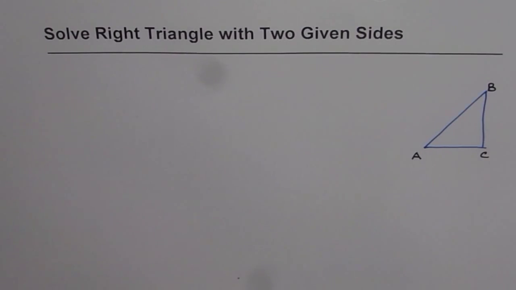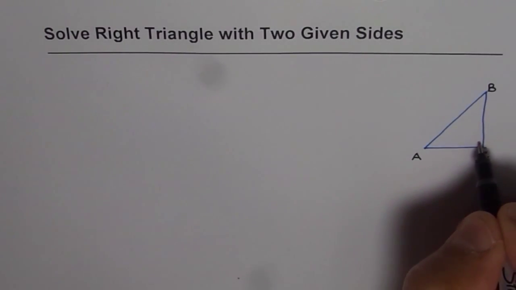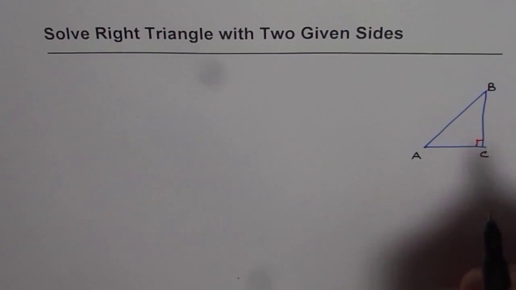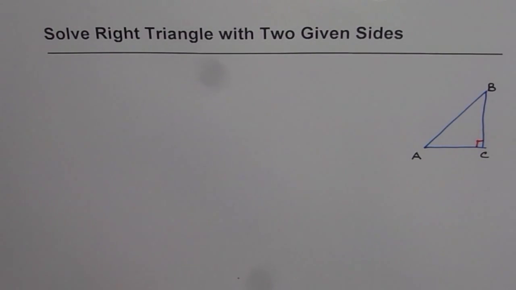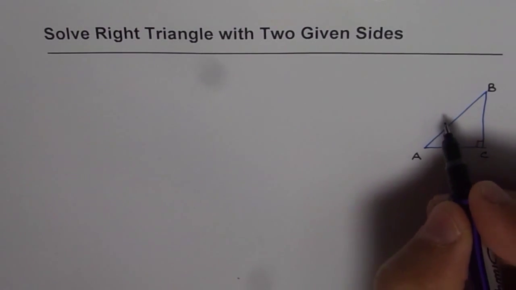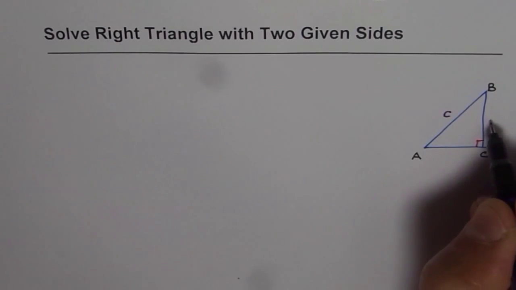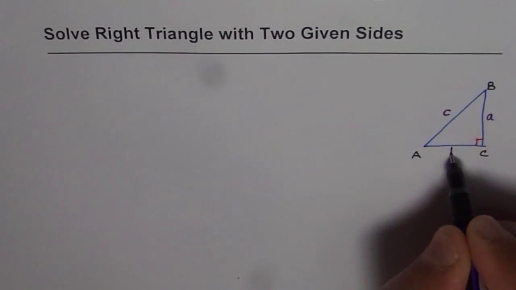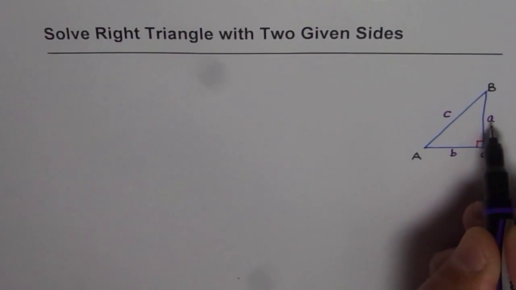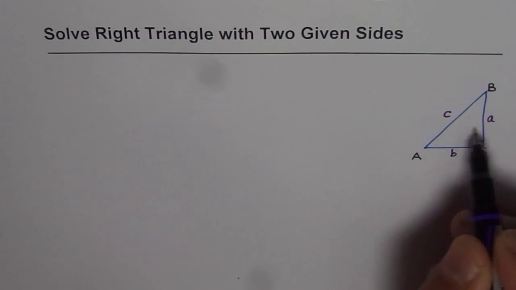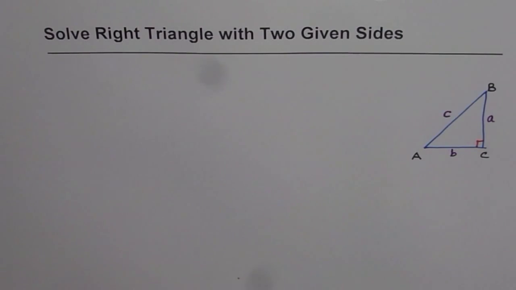Since we are talking about a right triangle, one of the angles has to be 90 degrees, and that is always the angle which is opposite the longest side. So that is the hypotenuse, right? So C is the hypotenuse, and the other sides are a and b. We normally use a small letter for the capital letter vertex, and the opposite side will be labeled as a. So that is how you normally label a triangle.